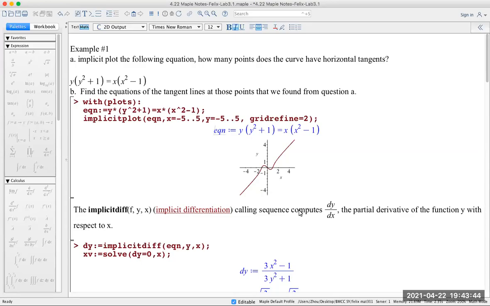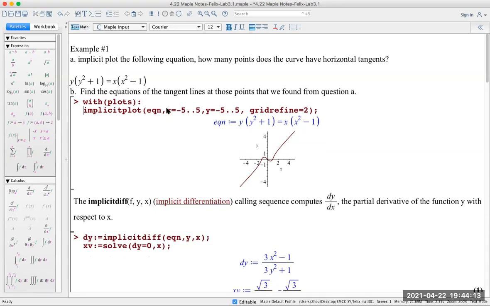Okay, in this video, we are going to go over some examples for lab 3. Example number 1 here, we are trying to implicit plot the equation and then find how many points have horizontal tangents. Once we find that, we will also need to find the equations of the tangent lines for those horizontal tangents. Okay, so to start this question, we're going to name the equation as eqn.